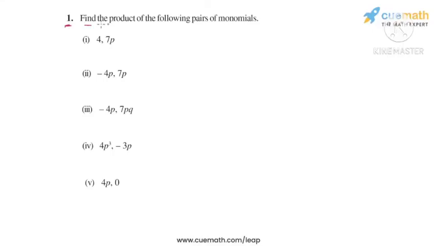Question 1: we have to find the product in each part of the given pair of monomials. Let's start with the first part. In the first part we have the monomials 4 and 7p, which we have to multiply. So we have to calculate 4 into 7p. We can multiply the coefficients separately. 4 is the coefficient of the first term and 7 is the coefficient of the second term, so 4 into 7. Then we multiply the variable parts separately. There is no variable part in the first term 4, but in the second term we have p.